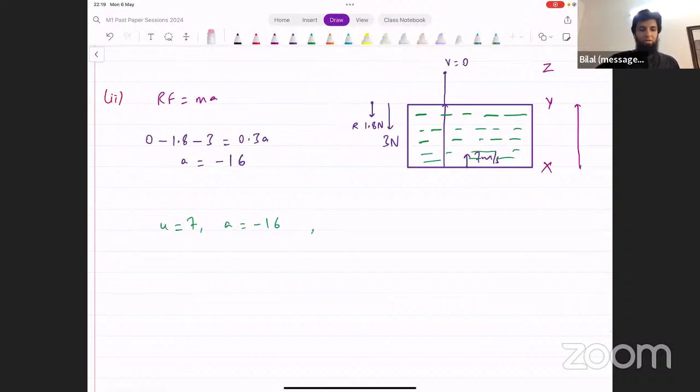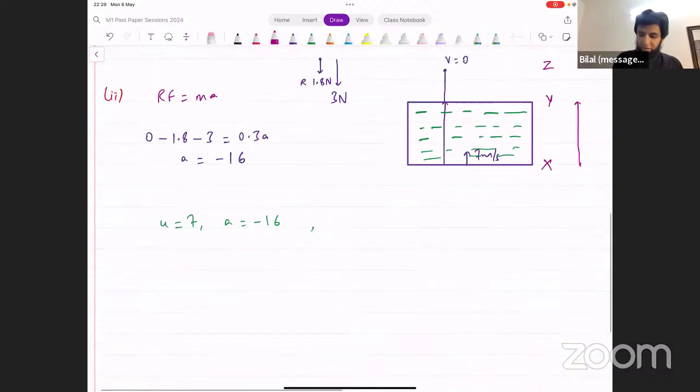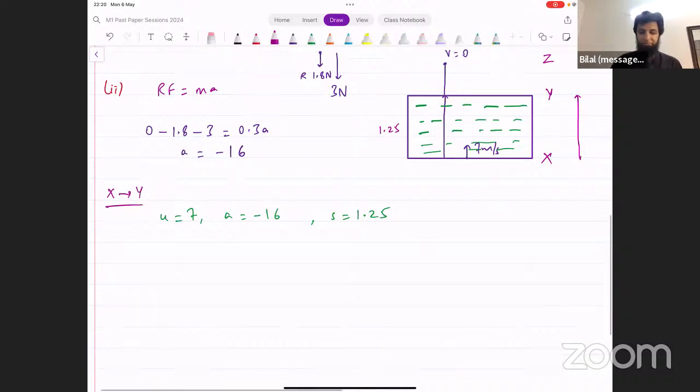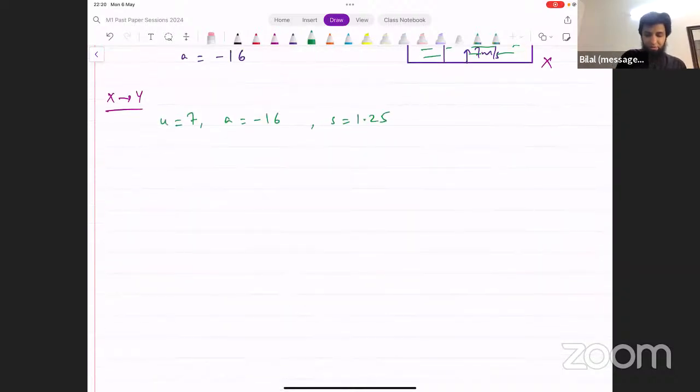Now, what do we know for this part of the journey? What information do we have? We know the depth of the water in the container. What was the depth of the water? 1.25 meters. So we use that displacement 1.25 and find the time taken to go from X to Y. Which equation connects these four things? S equals ut plus half at squared. Let's input values in this.